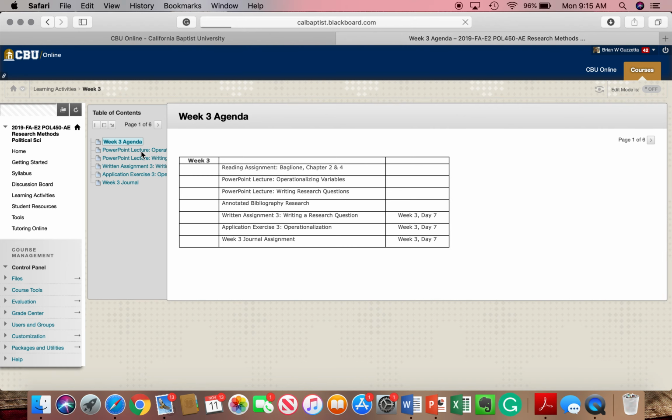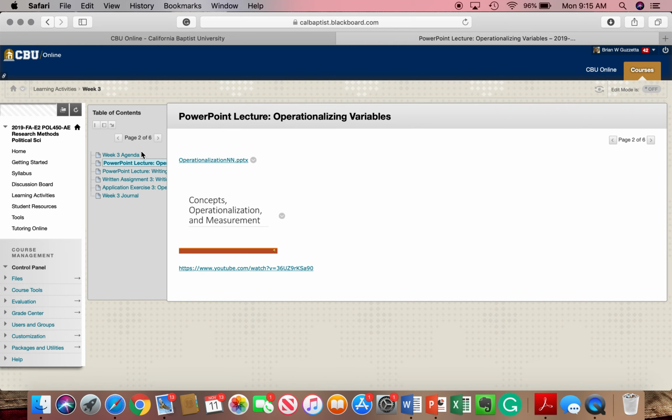With that, there's a series of PowerPoints introduced this week. The first one is on concepts, operationalization, and measurement. How we need to operationalize variables is going to be one of the keys to writing your research question. When we talk about operationalizing variables, I'll give you an example.